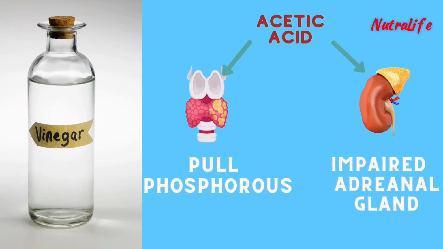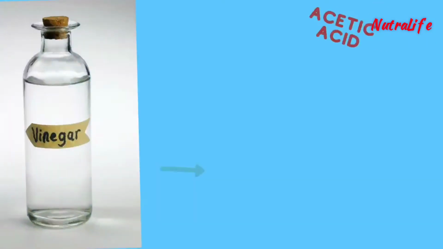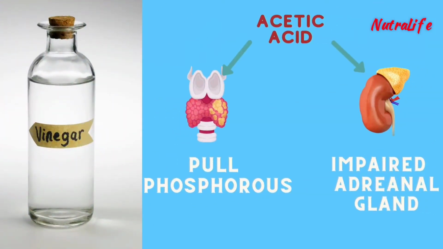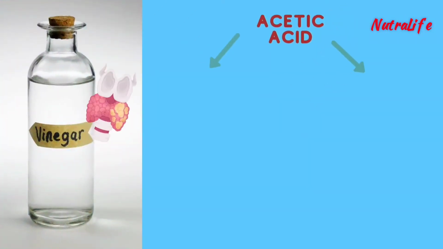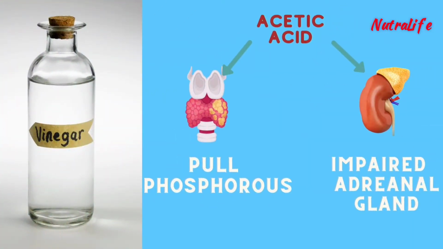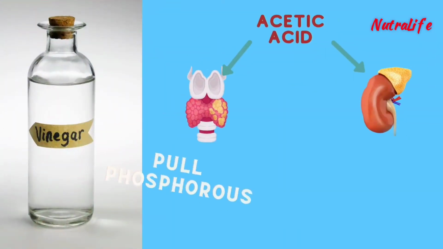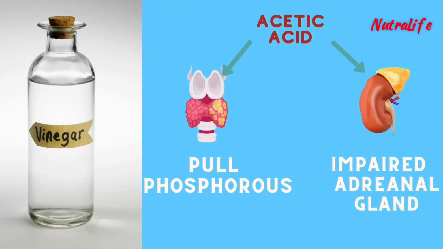Vinegar should be avoided. Vinegar contains acetic acid, and acetic acid stimulates the thyroid gland to pull phosphorus from the adrenal gland to negate the effect of acetic acid in the system. Depleted phosphorus results in impaired function of the adrenal gland.